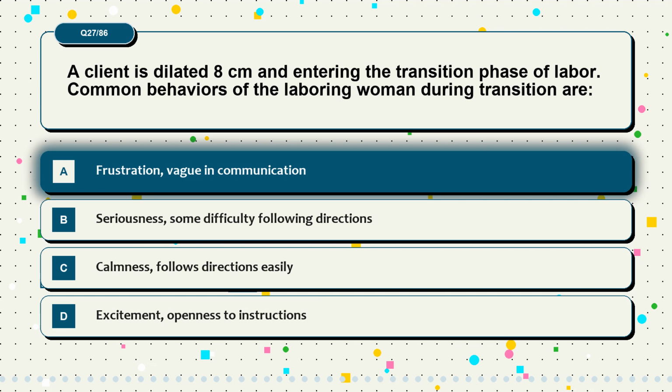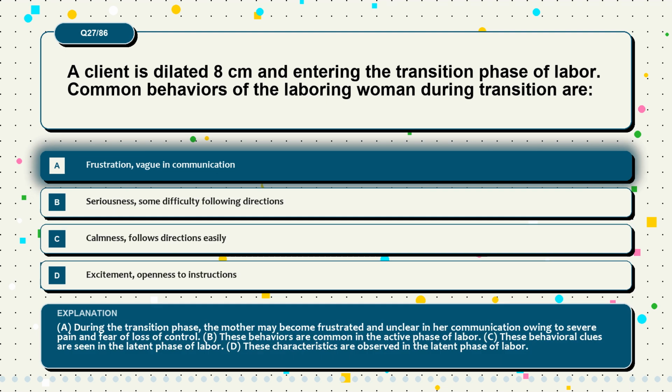The correct answer is option A. Frustration, vague in communication. During the transition phase, the mother may become frustrated and unclear in her communication owing to severe pain and fear of loss of control. B. These behaviors are common in the active phase of labor. C. These behavioral clues are seen in the latent phase of labor. D. These characteristics are observed in the latent phase of labor.